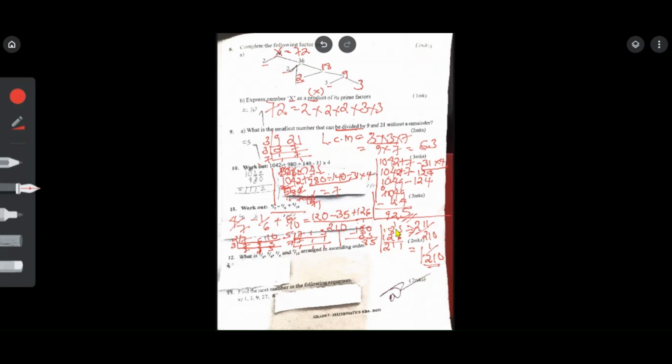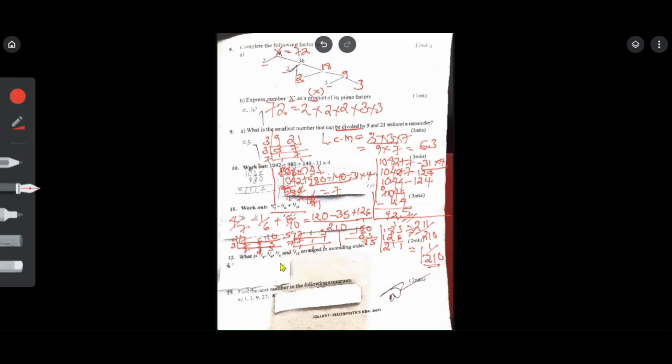This is a bit congested, but you try to organize your work properly. You can write it inside a book or even on the same space if the space is enough. I believe the working is clear. This is getting the LCM and we've worked it out. This is 120 minus 35. I've gotten 85. Then 85 is the one that I have added to 126 to get 211. Right. The next one is what?